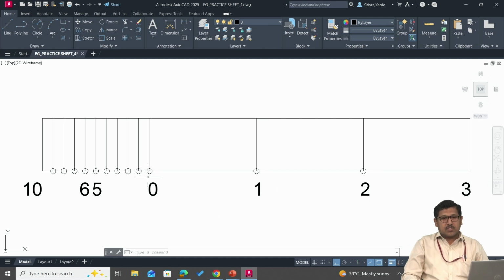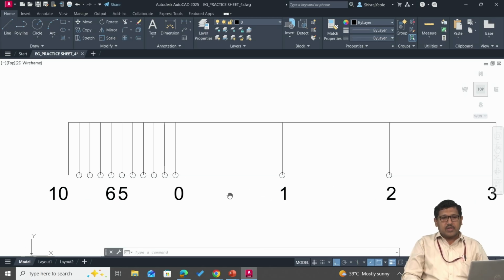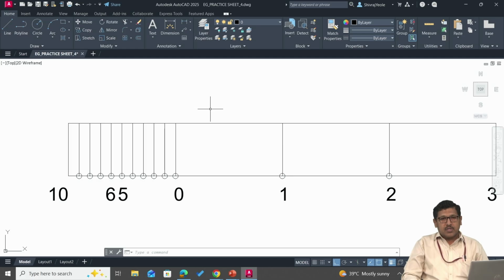The end of the first division is marked as 0, and towards its right we have marked the main divisions as 1, 2, 3. So these are 1 meter, 2 meter and 3 meter. Now since we need to show that 0.6 meters distance, the first division is now subdivided into its subdivisions. So we have divided the first division into 10 smaller parts. So towards the left of 0 we have started marking 1, 2, 3, 4, 5, 6, 7, 8 up to 10.